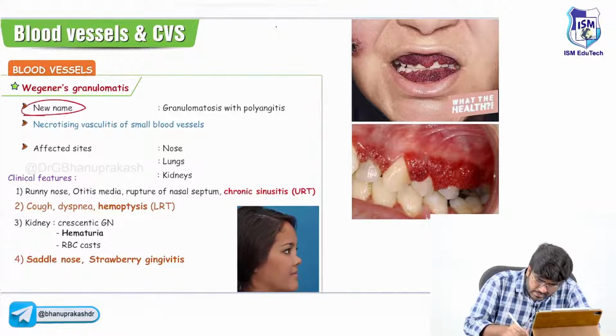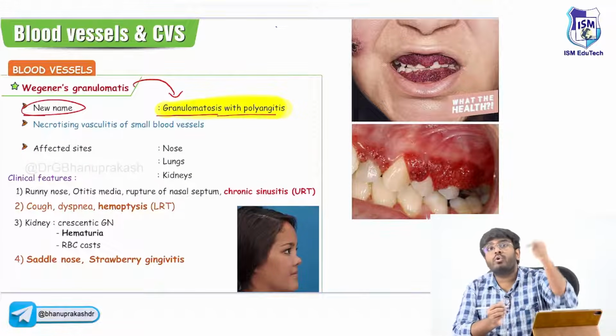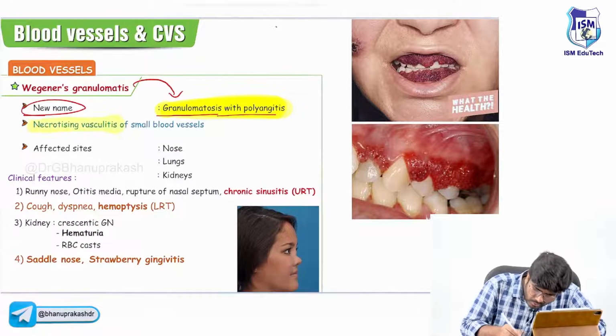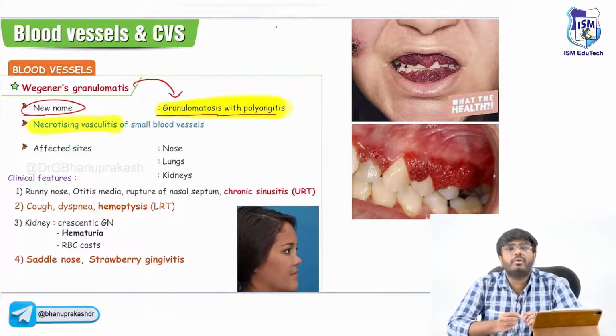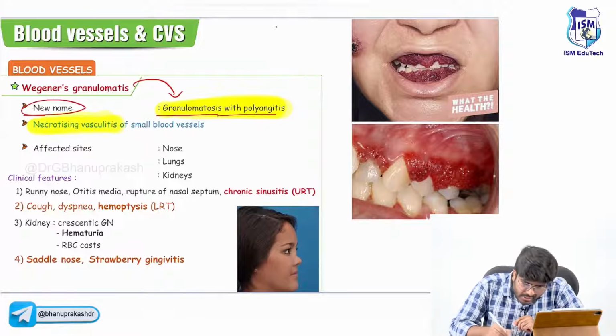Now, one by one. This Wegener's granulomatosis is also called granulomatosis with polyangiitis. This is also a necrotizing vasculitis, not only polyarteritis nodosa. So, tell me two necrotizing vasculitis: one is polyarteritis nodosa and the other is Wegener's granulomatosis, also called granulomatosis with polyangiitis.